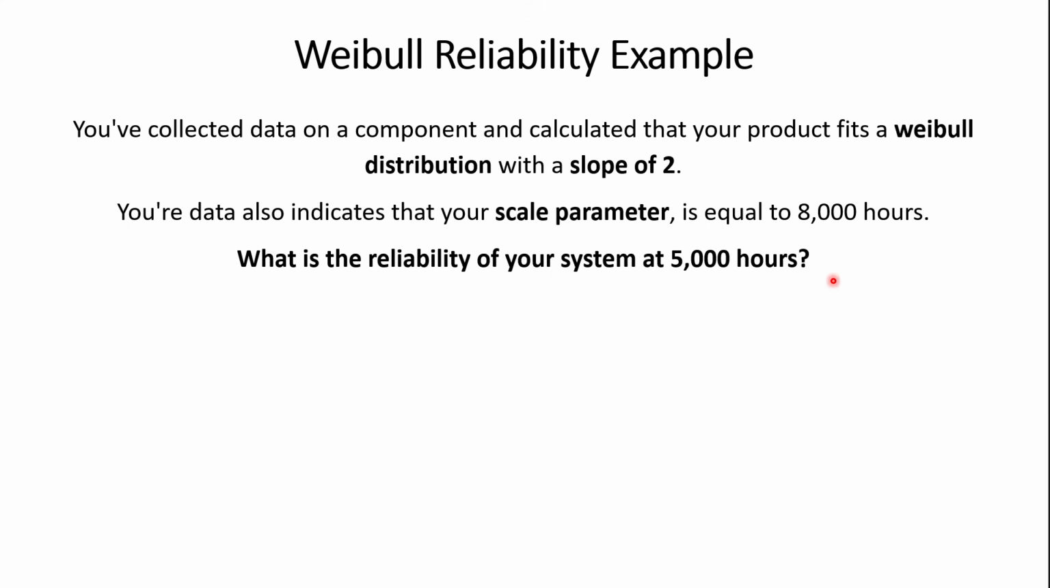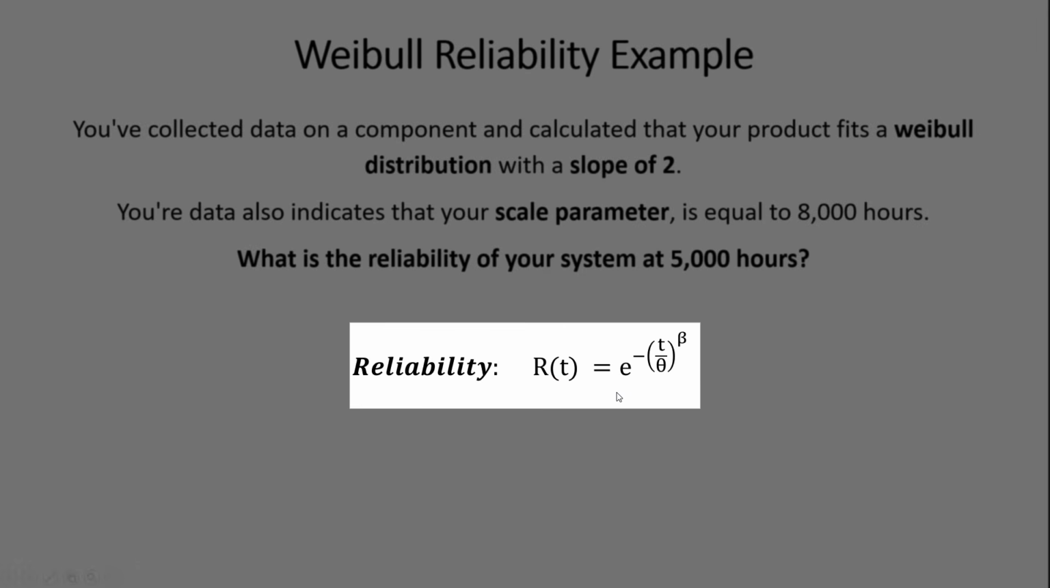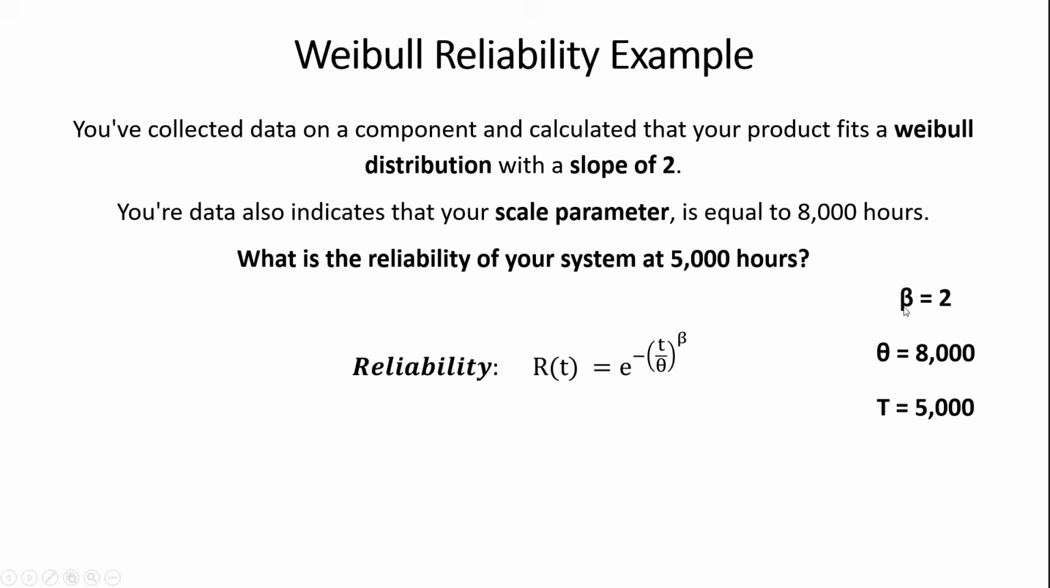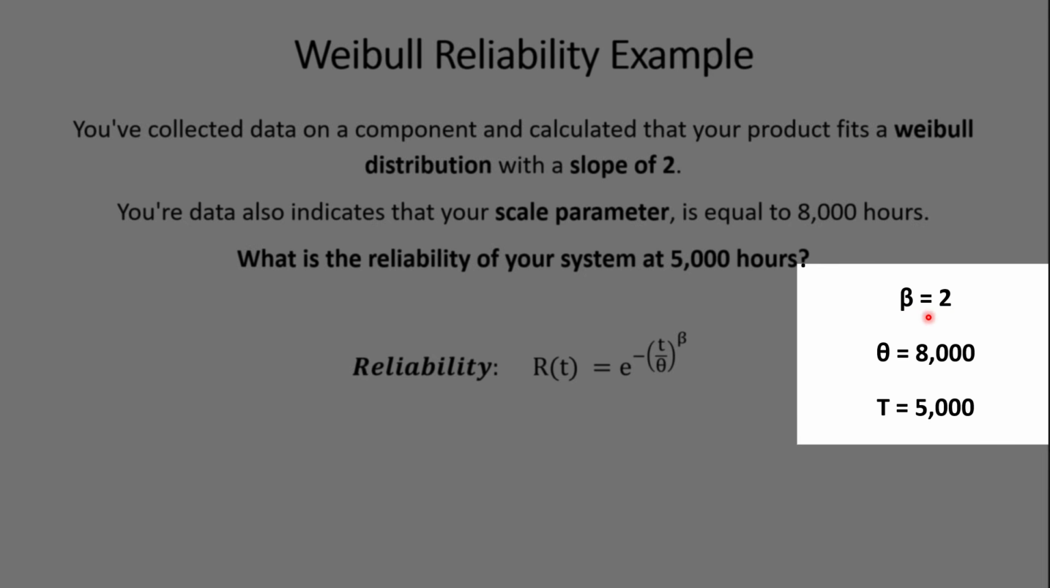So this is the point in time at which we're trying to calculate the reliability of our product. So remember, reliability is a function of time. Here's that equation. And so now we can start talking about those parameters. Beta is our shape parameter or the slope parameter, and it's equal to 2. Theta, that's our scale parameter here, and the problem description tells us our scale parameter is equal to 8,000 hours. And t is simply just that point in time that we're attempting to calculate the reliability of our system.